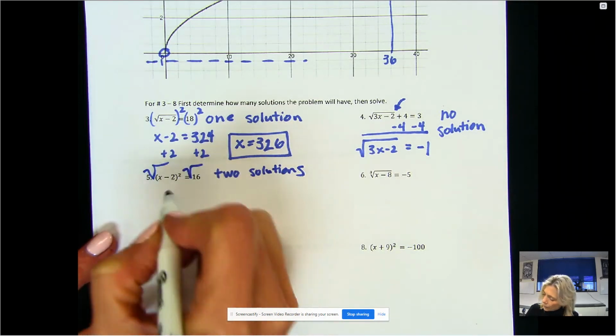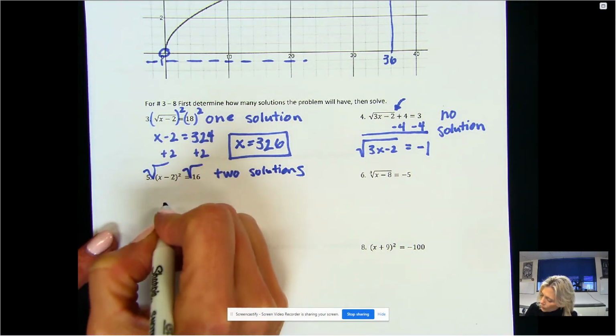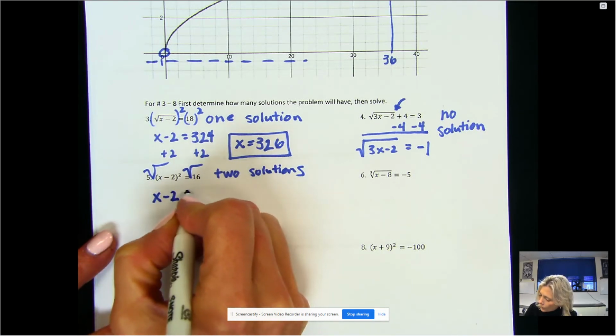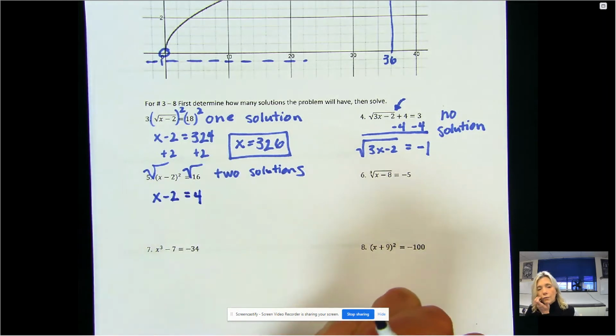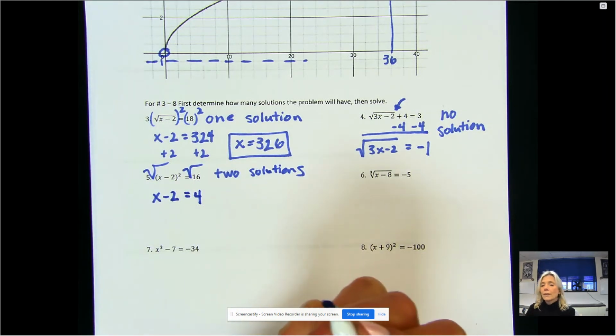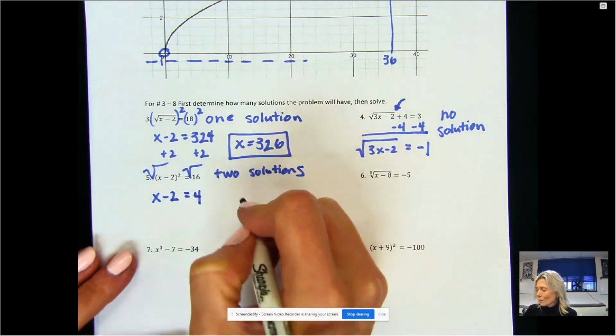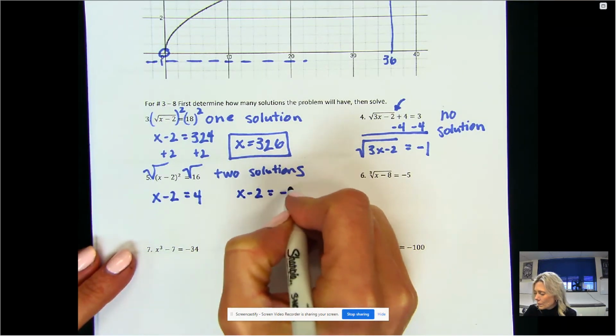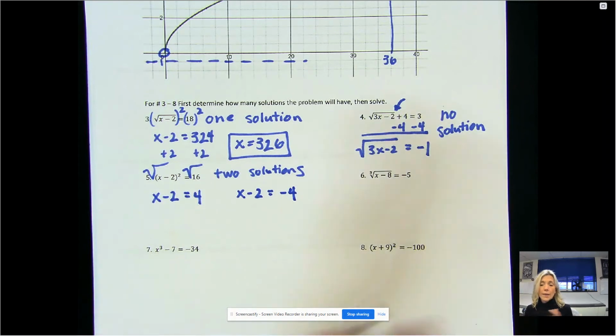by square rooting. So when I square root, I just get x minus 2 by itself. The square root of 16 is 4, but it's also negative 4. So I'm going to write a separate equation: x minus 2 equals negative 4. And I solve each one independently. That's a really important step. You don't want to just say plus or minus at the end when you're done, because you're not starting at 0. You're starting at a different place.